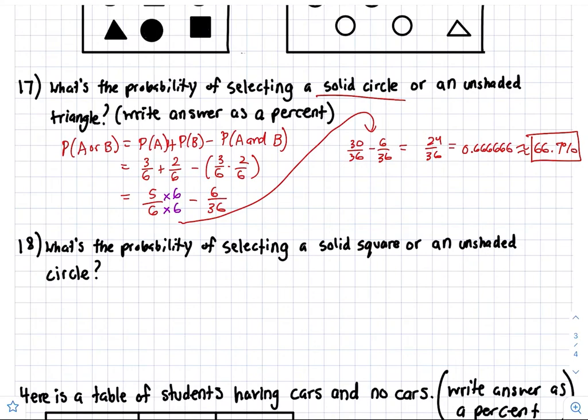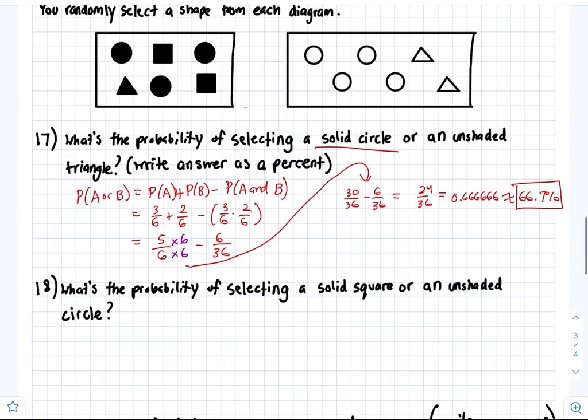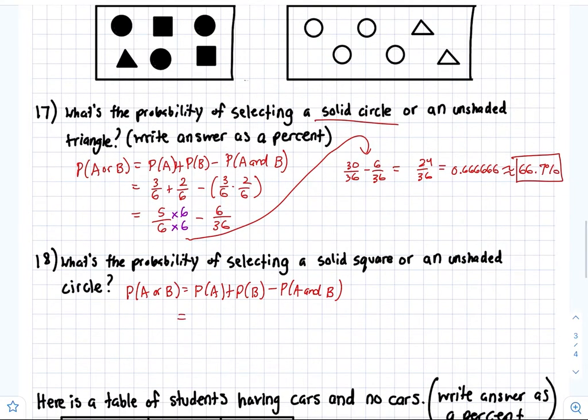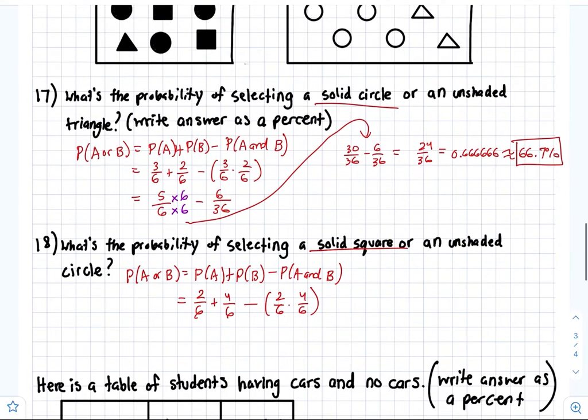Okay, what's the probability of selecting a solid square or an unshaded circle? So the probability of A or B is equal to the probability of A plus the probability of B minus the probability of A and B. The probability of getting a solid square is 2 out of 6. And the probability of getting an unshaded circle is 4 out of 6. Minus the probability of both of them combined, so 2 over 6 times 4 over 6.